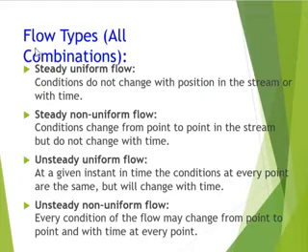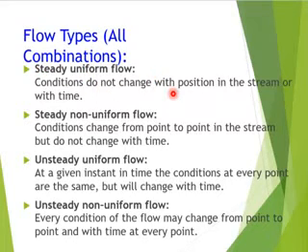The flow types which we have recently discussed can exist in different combinations. Like flow can be steady uniform flow, steady non-uniform flow, unsteady uniform flow, or unsteady non-uniform flow. So what is the meaning of steady uniform flow? Steady uniform flow means the conditions do not change with position in stream or with time. Which conditions? The flow characteristics like velocity, discharge, etc. If these conditions do not change with position and with time, then it is a steady uniform flow.